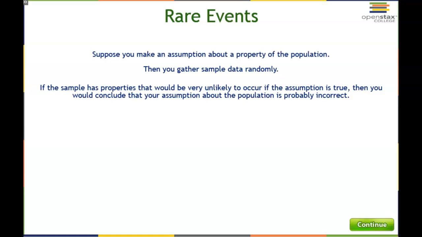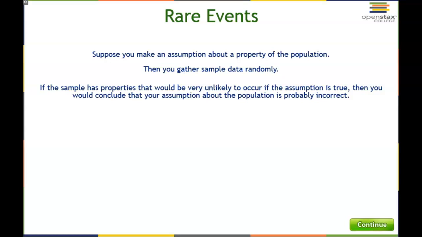Let's talk about rare events. Suppose you make an assumption about the property of your population. Now, this is your null hypothesis. Then you gather some sample data randomly, and then it turns out that your sample has the property that would be very unlikely to occur if the assumption is true. Then you might conclude that your assumption about the population was incorrect.